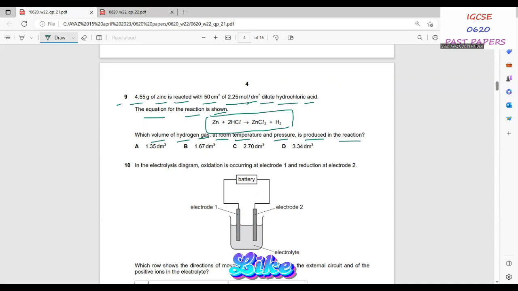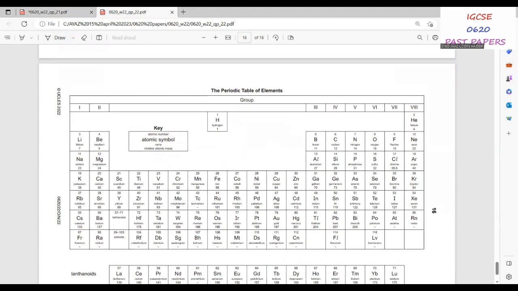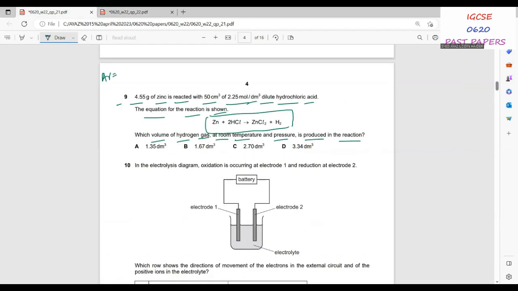So first of all, I will convert the mass of zinc into moles. AR of zinc, if you look at the periodic table, here is zinc. AR of zinc is 65. We will divide 4.55 by 65. I am writing Zn here. We'll get the moles of Zn. 4.55 divided by 65 is 0.07 moles.